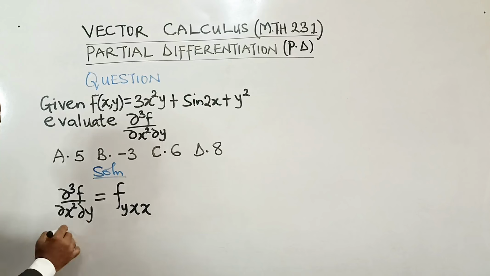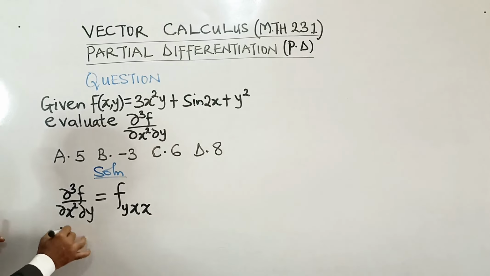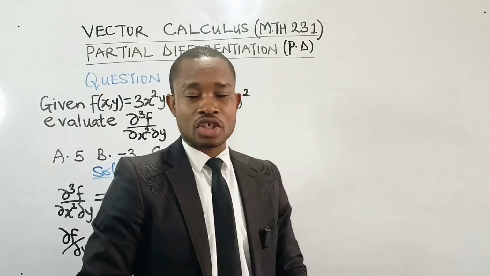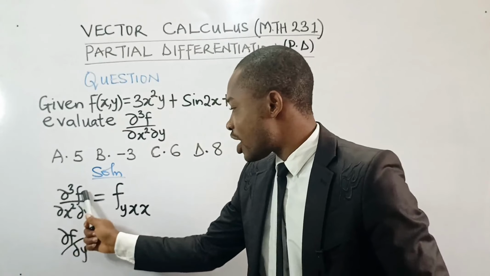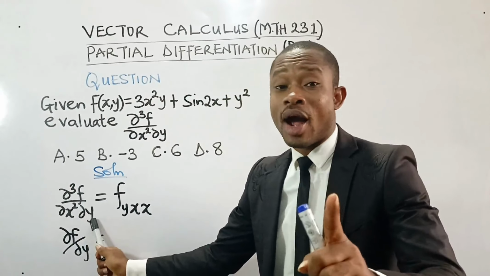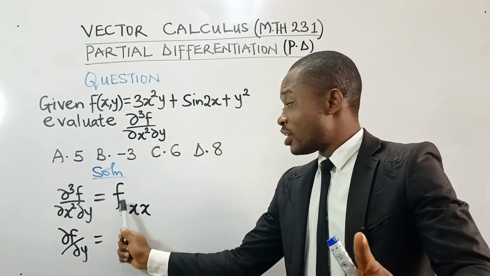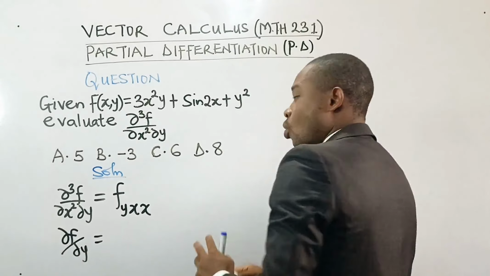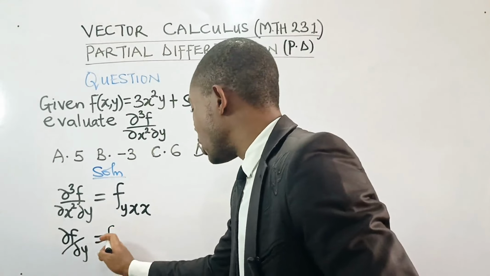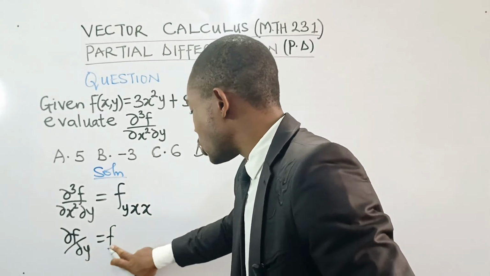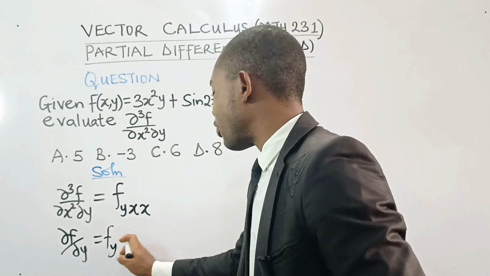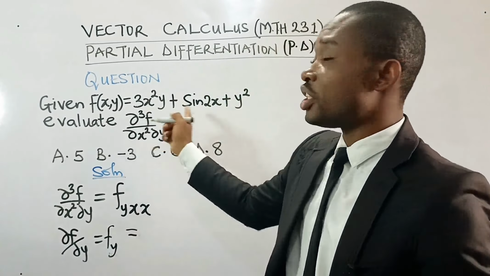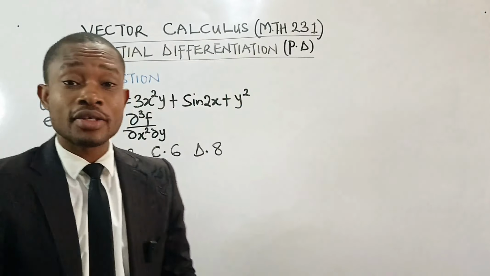From here, the first I am going to handle is del f del y. Of course, the first differentiation. You differentiate that function f partially with respect to y. In this notation, if you are using f sub y, you're taking it, like I said, from the left to the right. So what I'm trying to evaluate in the first case is f sub y. Let us find out. This is going to be equal to, I'll go to the function and differentiate it partially with respect to y. So let's go.